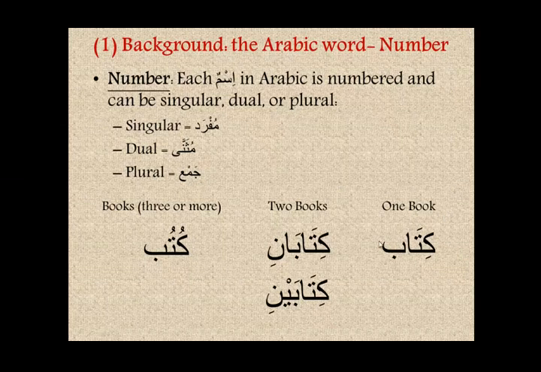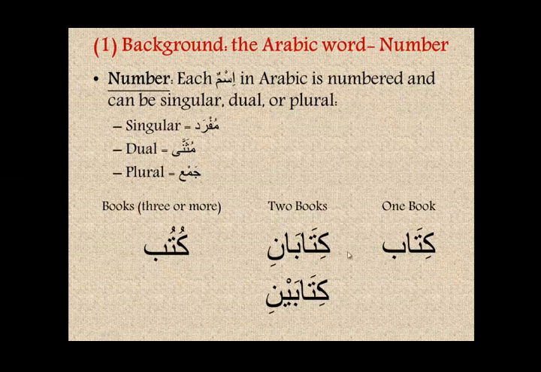So here we have the word kitab, which means book. Specifically, it means one book. The dual version is kitabani or kitabaini. So we're taking the singular form and adding ani or aini. Kitabani means two books, and kitabaini also means two books.